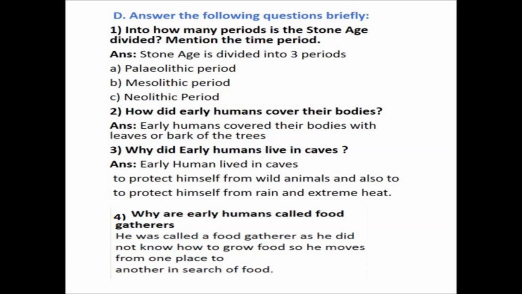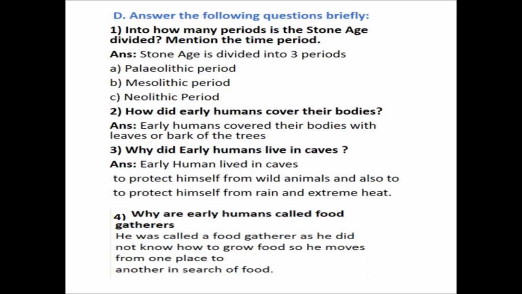In this lesson also learn all the 1 mark questions. Coming to the 2 mark questions, answer the following questions briefly. First question, how many periods is the Stone Age divided into? Mention the time period. So we know that the Stone Age is divided into 3 periods. They are Paleolithic period, Mesolithic period and Neolithic period.